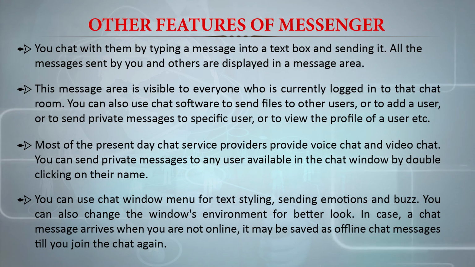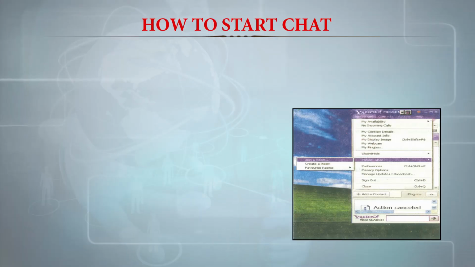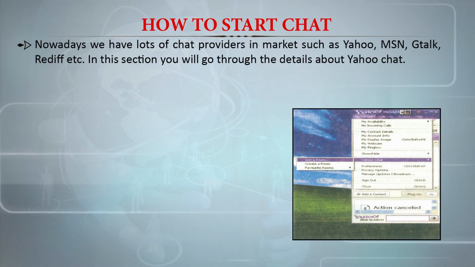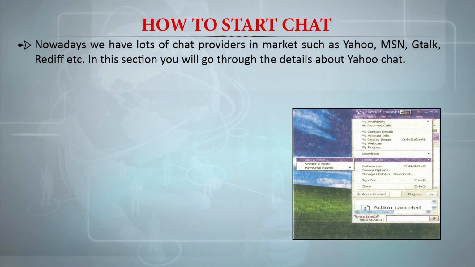Whenever we join the chat again, we can see the offline chat messages. And let us see now how to start the chat. As discussed earlier, the basic concept behind the chat is to provide an interactive real-time environment for communication. Now have a look at the image. Nowadays we have lots of chat providers in the market such as Yahoo, MSN, Gtalk and others. So let us have a look at some of the details associated with the Yahoo chat.